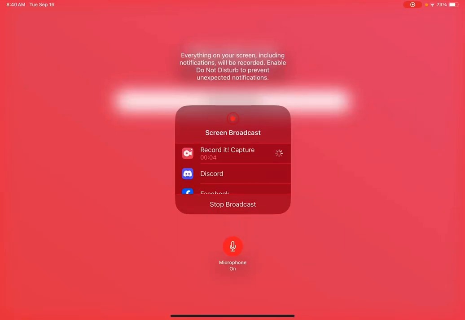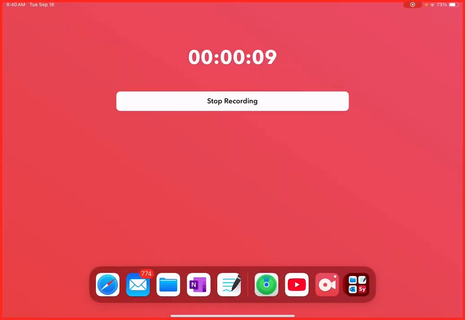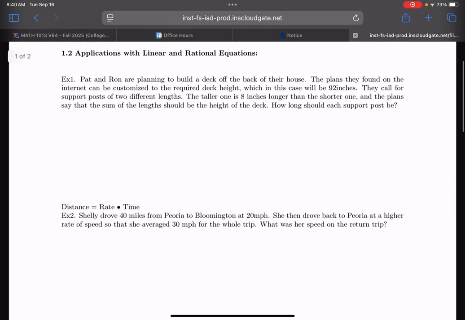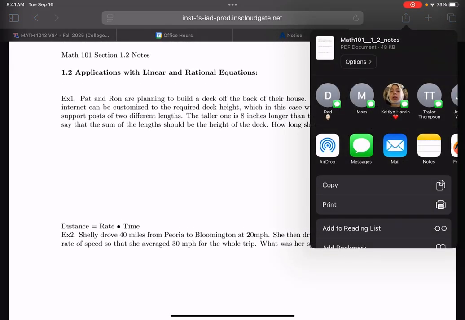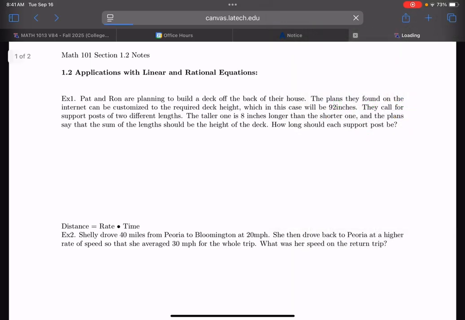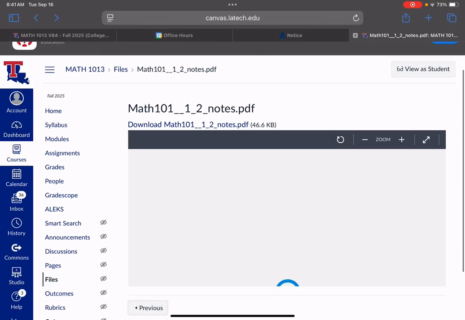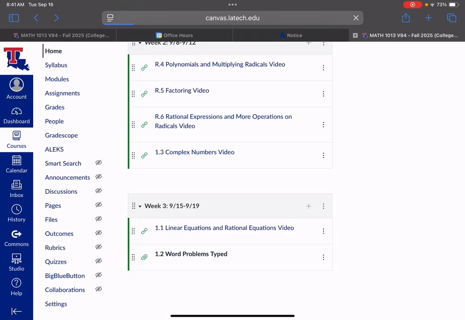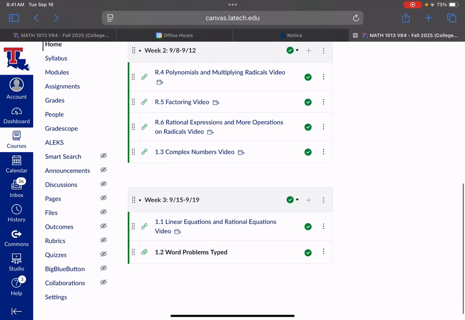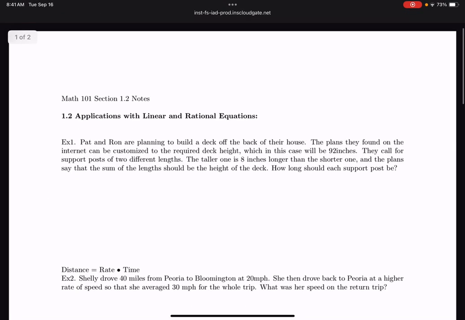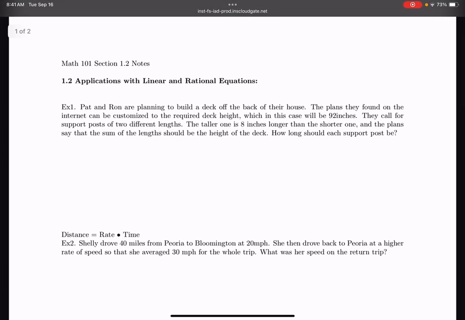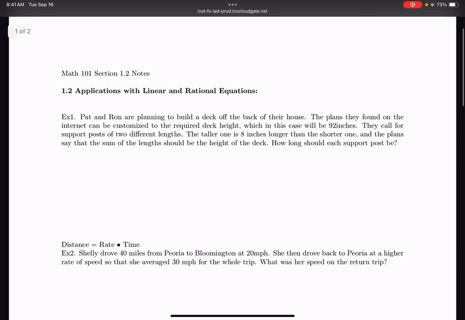For this one, we're doing 1.2, and I actually have the notes typed out for this one. It's because it's word problems. So if you go ahead and look at Canvas, here I'll go to it real quick. If you're on Canvas and you're looking at modules, where we have all the videos and everything, it's 1.2 word problems typed. If you click that, this is the typed questions. And then I'll just go ahead and go through the answers.